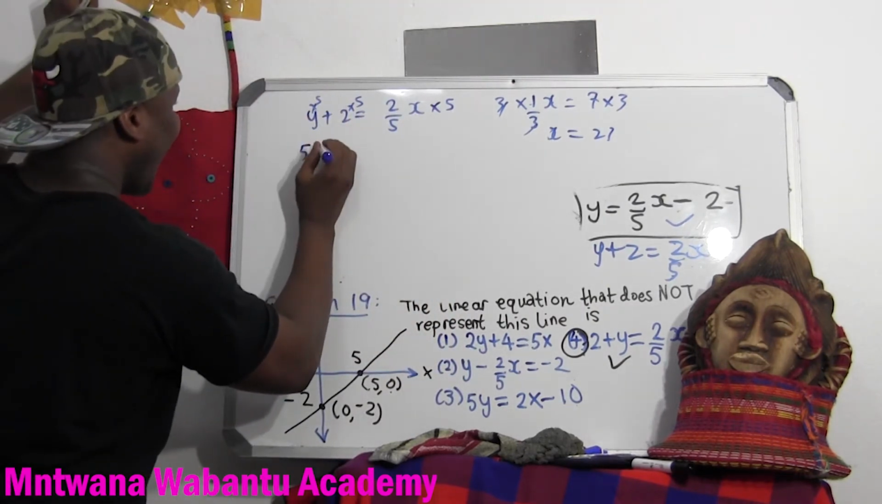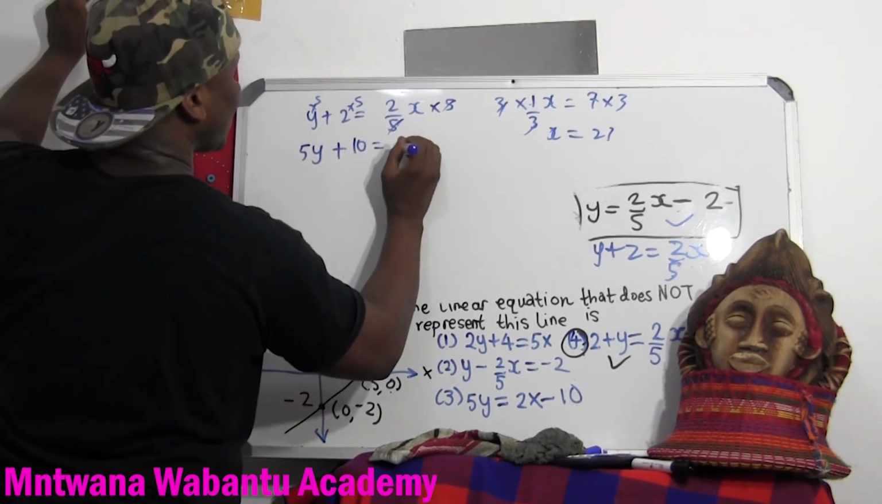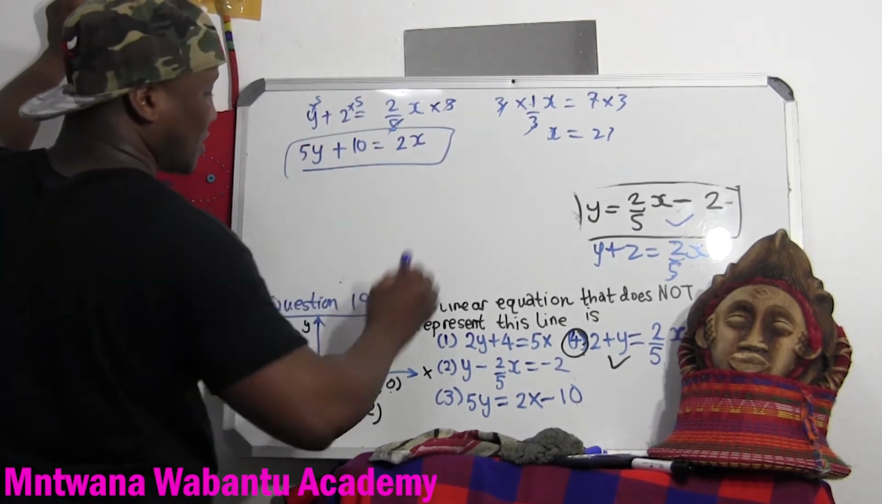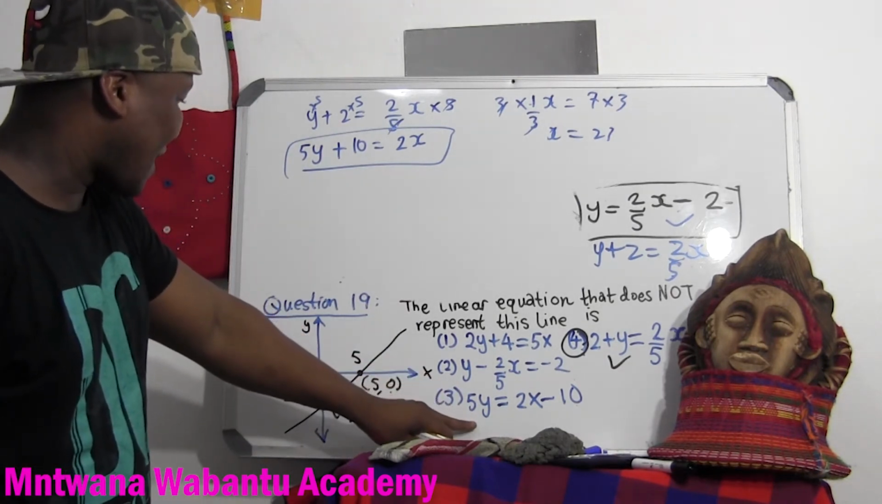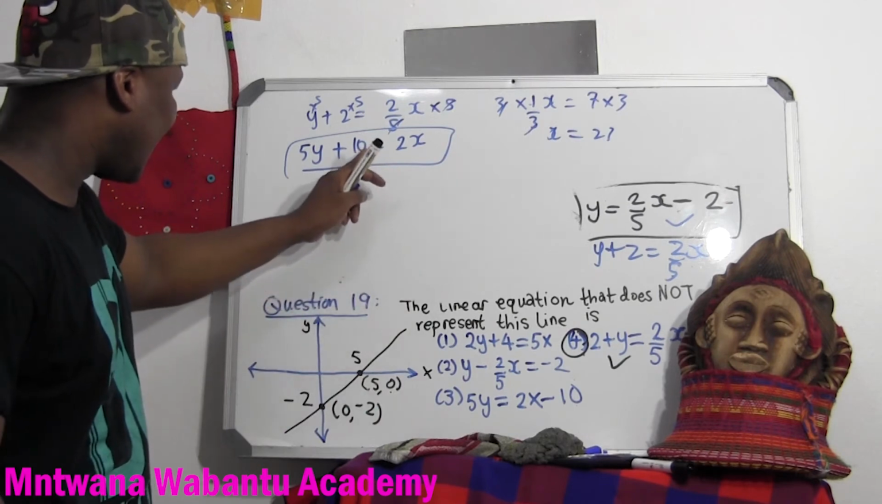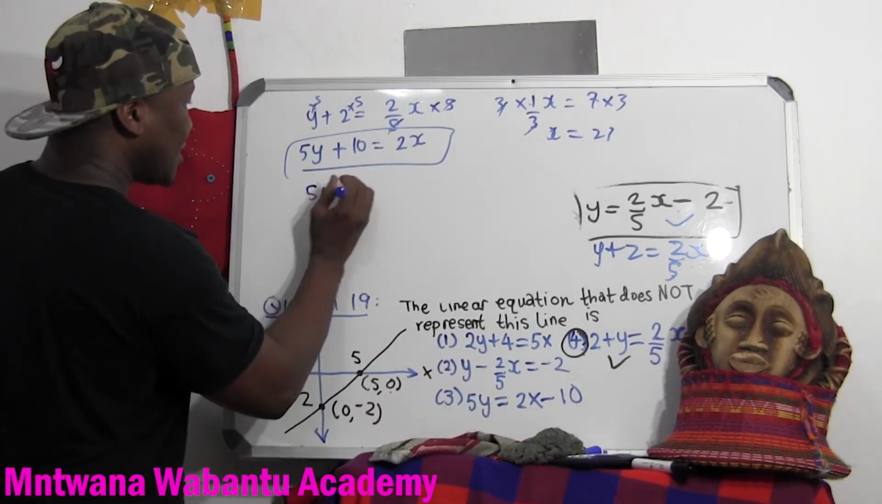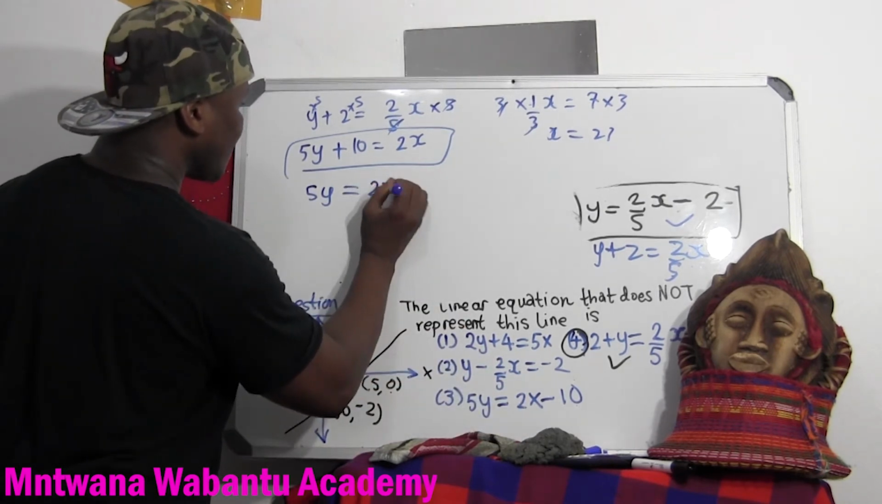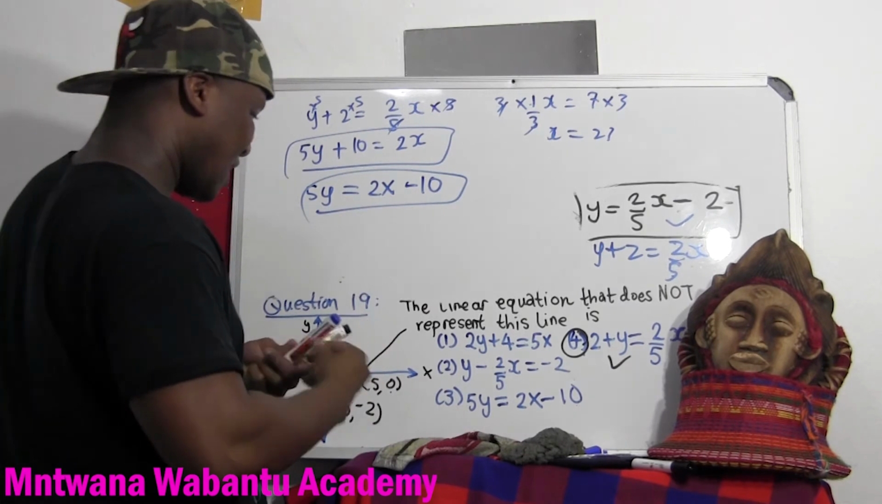Y times 5 is 5y, plus 2 times 5 equal to 10, equal to. Now this and this cancel, so it's 2x. Let's see if we have this also in the options. We don't have it, but it looks like this. If you look carefully, they take this 10 over. See? So they say 5y equal to 2x, take this over, minus 10. So this is true also. Option 3 is true.